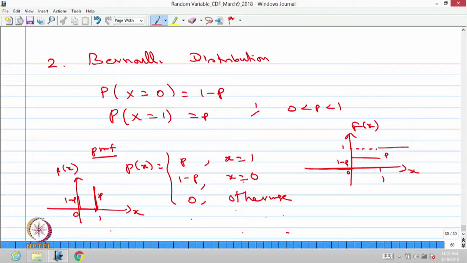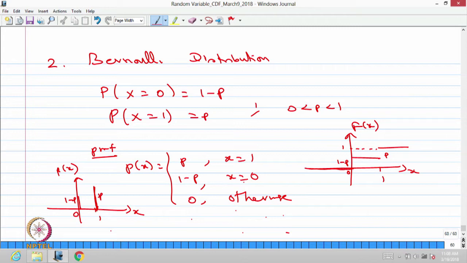Whenever the random experiment has two possibilities, we call it as a Bernoulli trial. Suppose you treat one possibility as a success and the other possibility as a failure, then we usually denote the success probability with the probability p and the failure probability with the 1 minus p. Then that type of trial is called the Bernoulli trials.